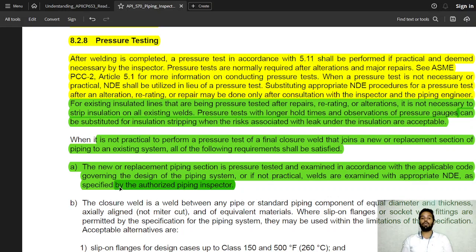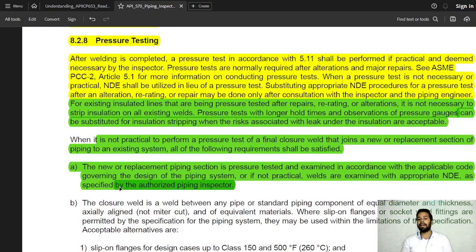For existing insulated lines that are being pressure tested after the repairs, re-rating or alteration, it is not necessary to strip the insulation on the existing welds. Pressure test with a longer hold time and observation of pressure gauges can be substituted for insulation stripping when risks associated with leak under the insulation are acceptable.